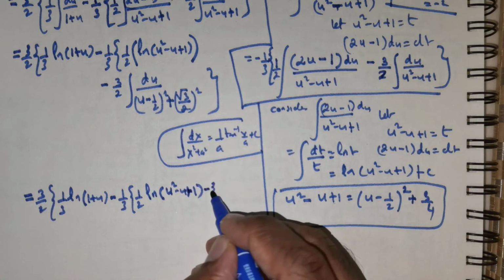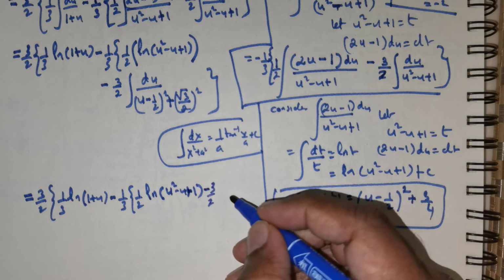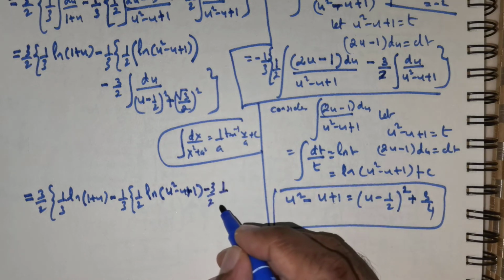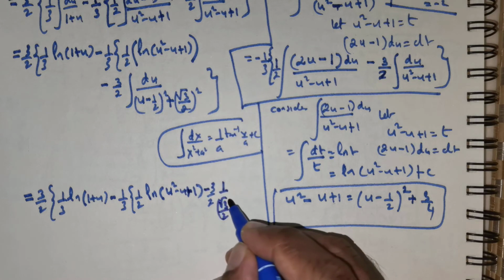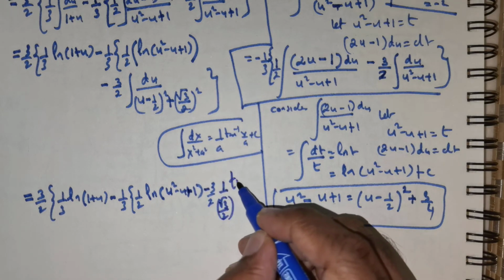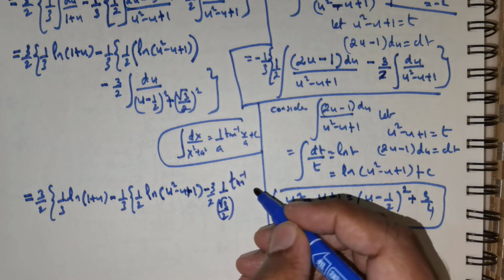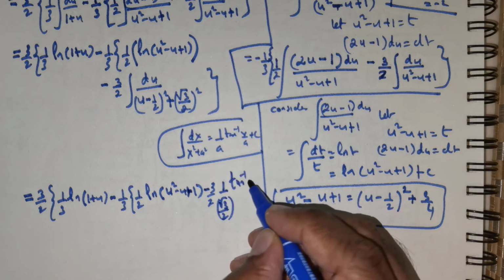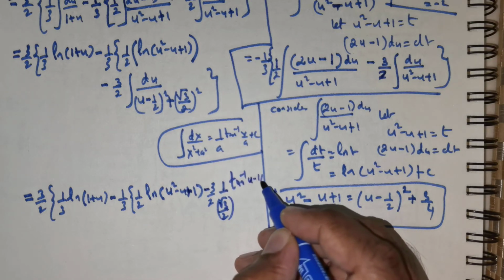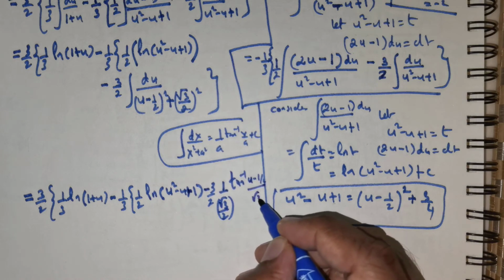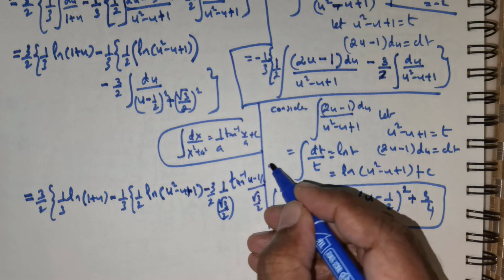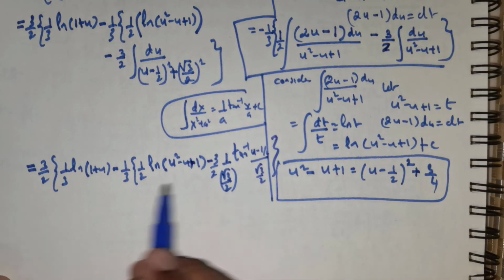Negative 3 over 2, 1 over a. So 1 over a is root of 3 divided by 2, tan inverse of x over a. X over a is going to be u negative 1 over 2, divided by a, which is root 3 over 2. So I will have to do some clearing here.